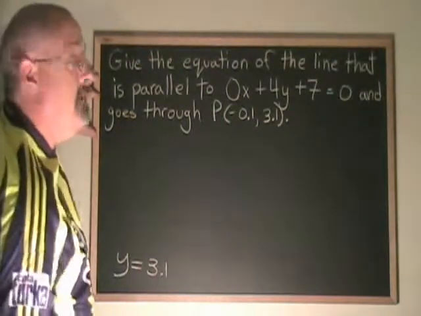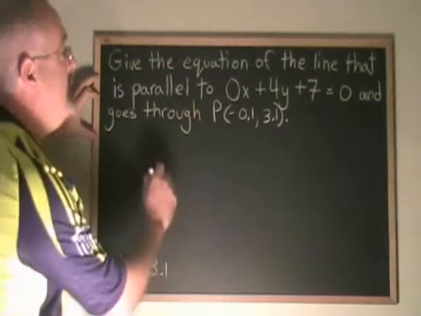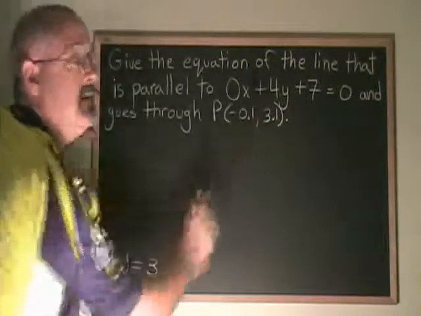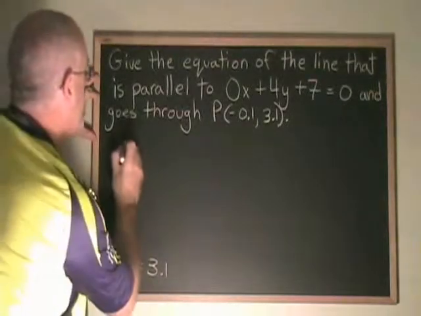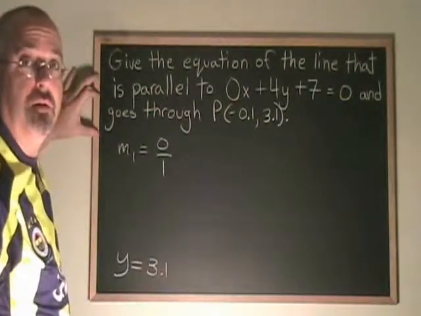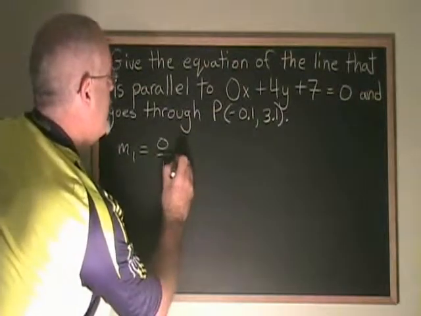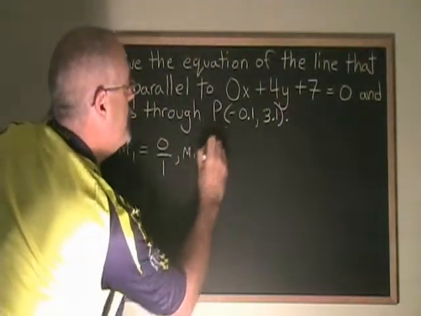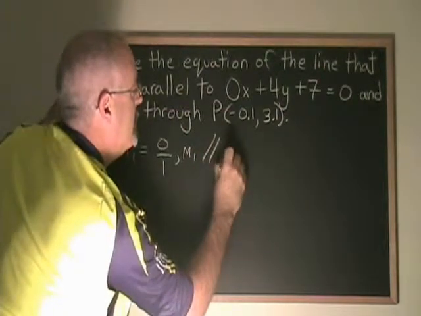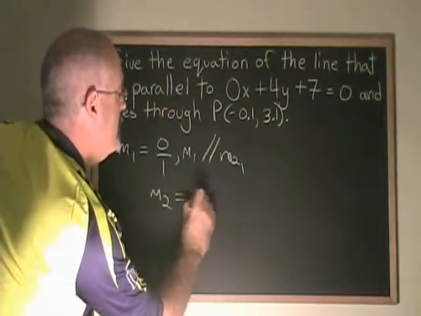I will justify it by going through the same process that I go through with an oblique line. First, I need to know the slope of the line that was given. The slope of this horizontal line can be expressed most easily as 0 over 1. The slope of all horizontal lines is equal to 0, but I want a fraction. m1 is equal to 0 over 1. m1 is parallel to m2. Therefore, m2 will also be equal to 0 over 1.